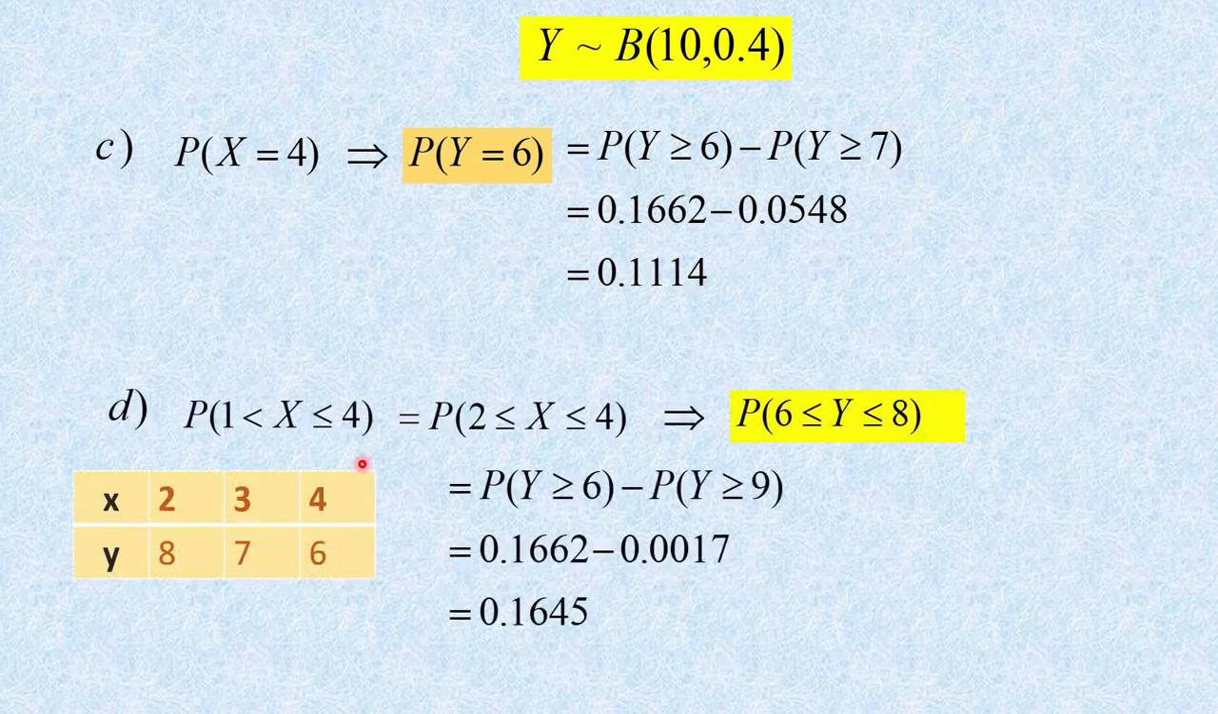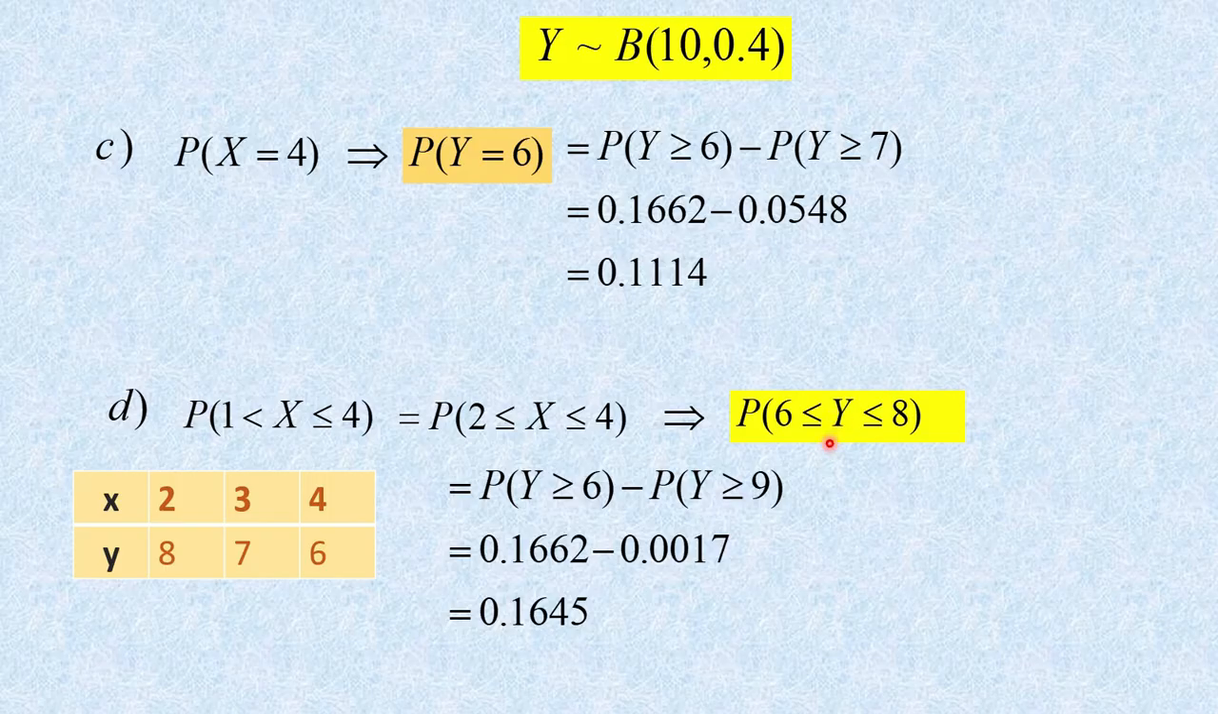Okay, D. Probability X more than 1, less than or equal 4. So 1 is not included here, meaning probability X more than or equal 2, less than or equal 4. To change to Y, take a look at the table. For X equal to 2, Y equals to 8. For X equal to 3, Y equals to 7. And for X equal to 4, Y equals to 6. So these are the three values for Y, meaning Y must be more than or equal 6 but less than or equal 8.